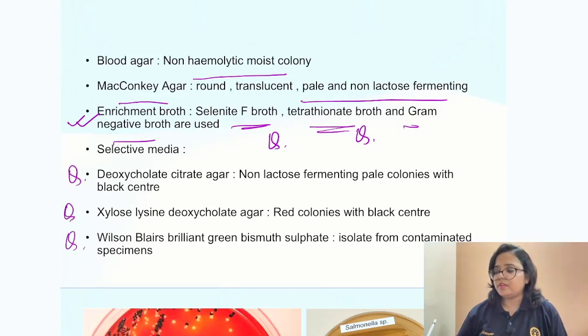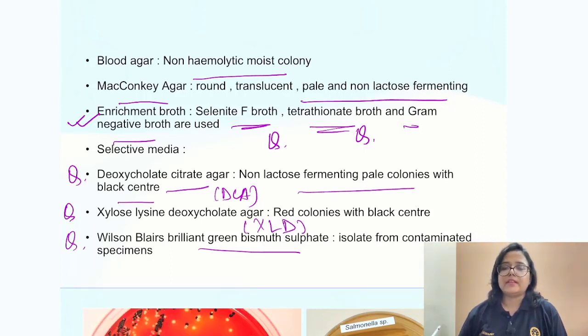Also we have to remember the selective media. Selective media we have three. One is the deoxycholate citrate agar, DCA, and xylose lysine deoxycholate agar, also known as XLD agar, where we see red colonies with black center, and Wilson Blair brilliant green bismuth sulfate media. So deoxycholate citrate agar, where we find non-lactose fermenting pale colonies with black center, xylose lysine deoxycholate agar, red colonies with black center, and Wilson Blair brilliant green bismuth sulfate.